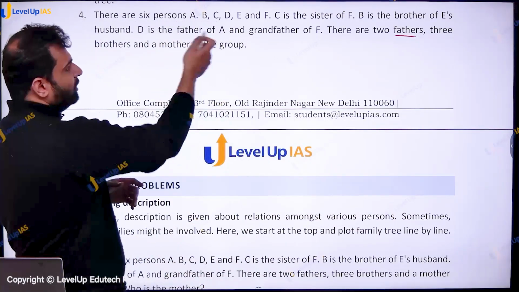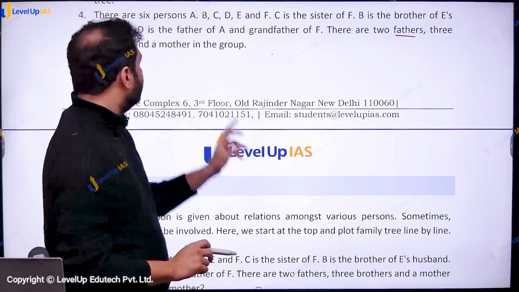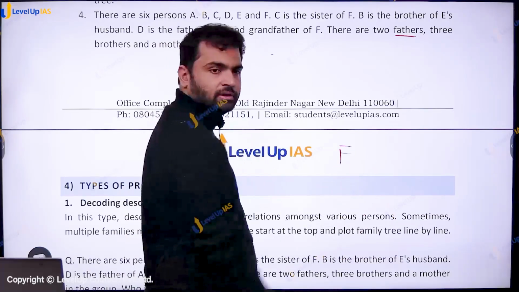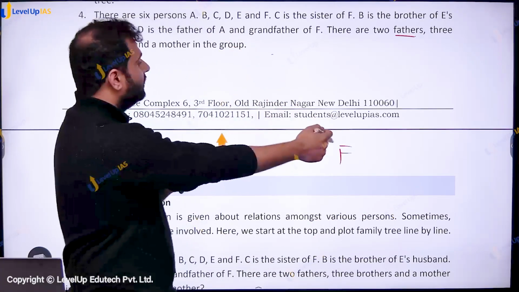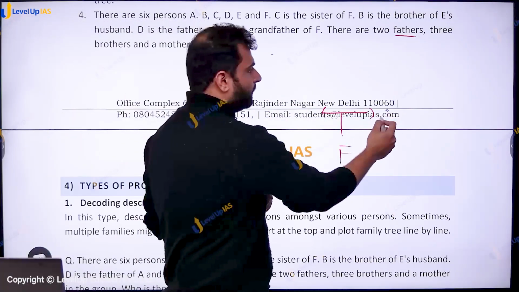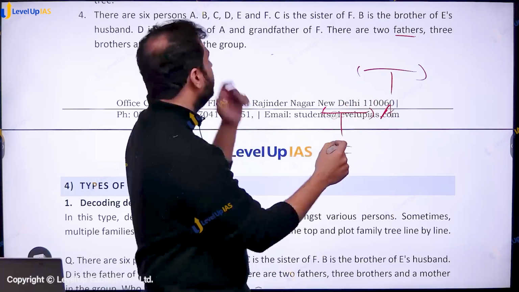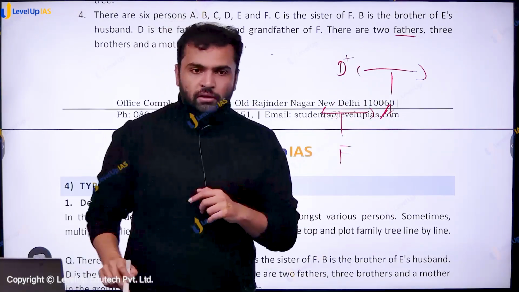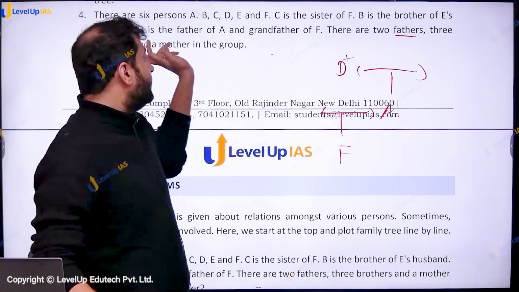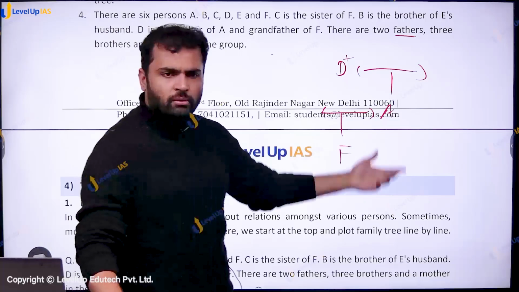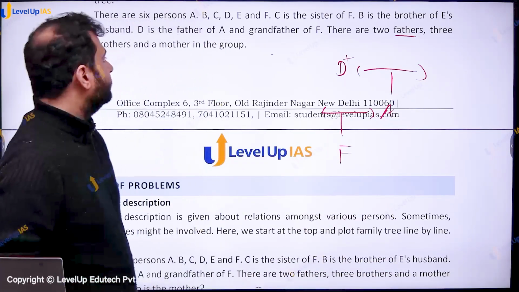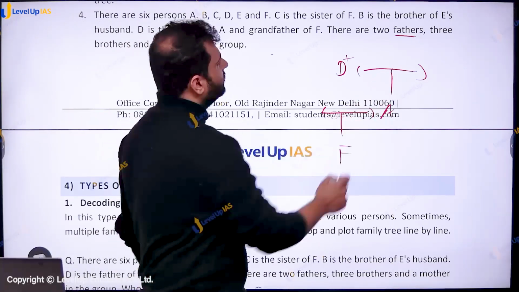I am starting from this line because this gives me 3 generations in one line. So D is the father of A and grandfather of F. So F is at the bottom. Then in the generation above F, there is A, and there is generation above that D, who is male because he is grandfather and father. D is the father of A and D is the grandfather of F. So we don't know about genders of A and F. They could be male or female. We don't know. Fine. Then what we have is this.